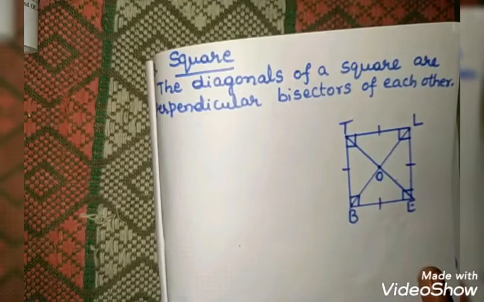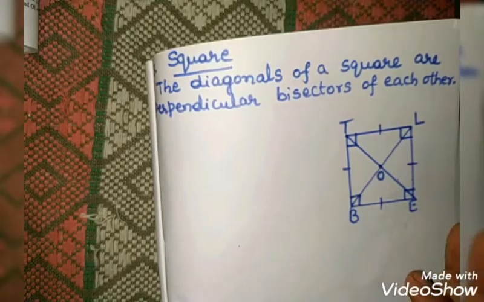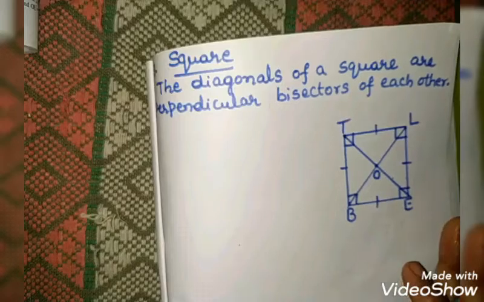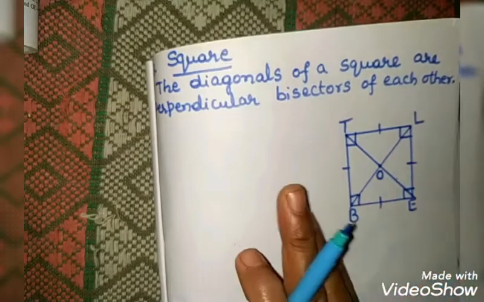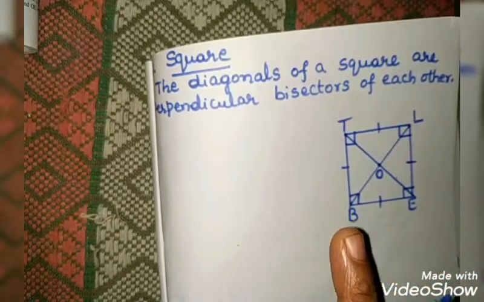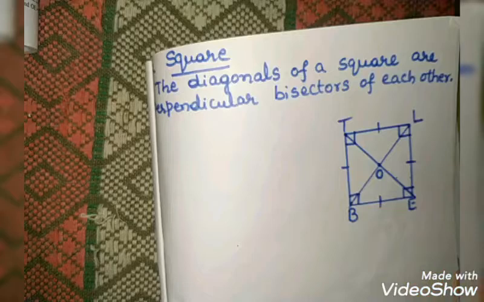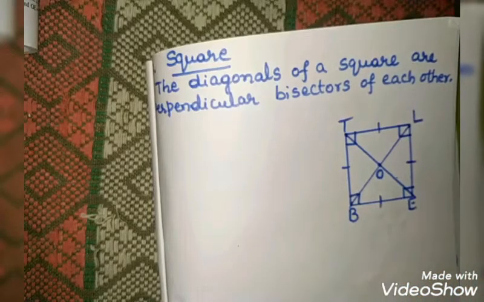In a rectangle, the diagonals bisect each other, that's all. But whereas in a square, they bisect perpendicular to each other. That is the thing you have to understand.